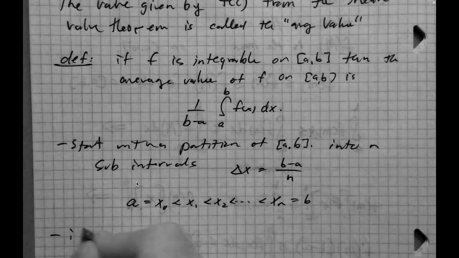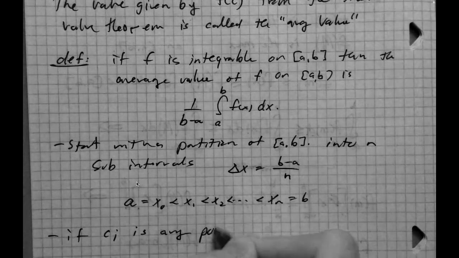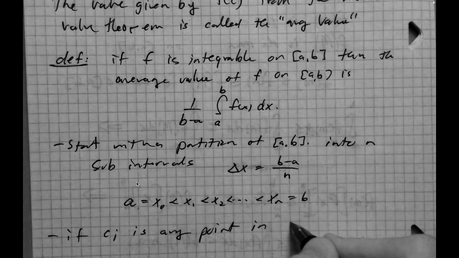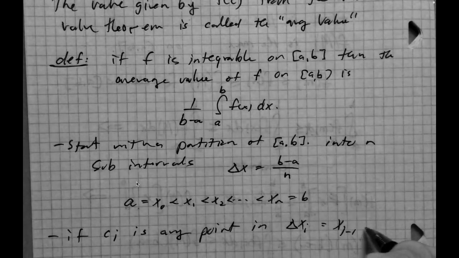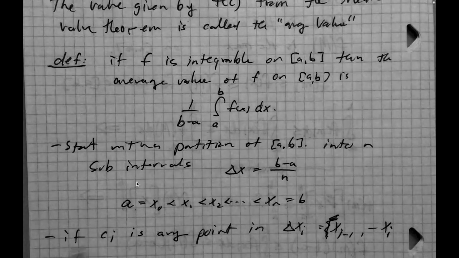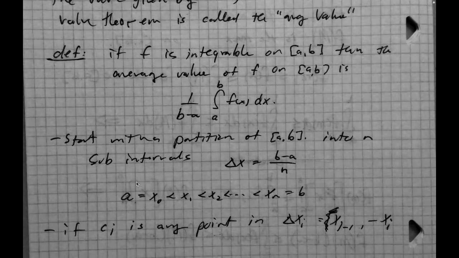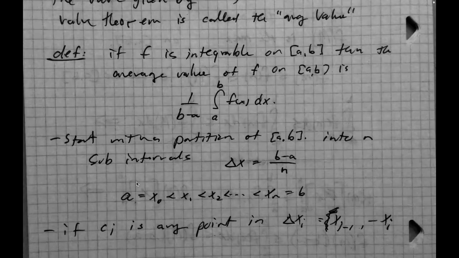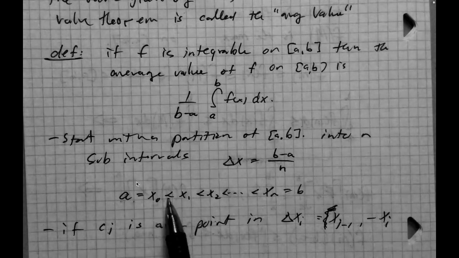Okay, so if ci is any point in the ith interval, say delta xi, which is x sub i minus 1 up to x sub i, defined by this piece here, then the arithmetic mean of the function values at the ci's would be given by the following. So imagine a ci in each one of these intervals. So one here, here, all the way up.